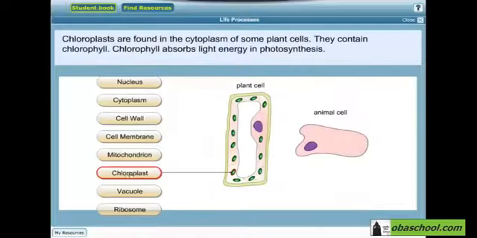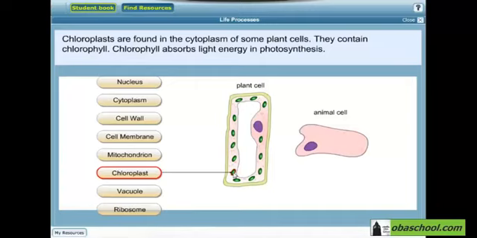Now let's move on to chloroplasts. The chloroplast is found only in the plant cell. We do not find it in the animal cell at all. It is the small organelle that is colored green, and actually, it gives the plant the green color.